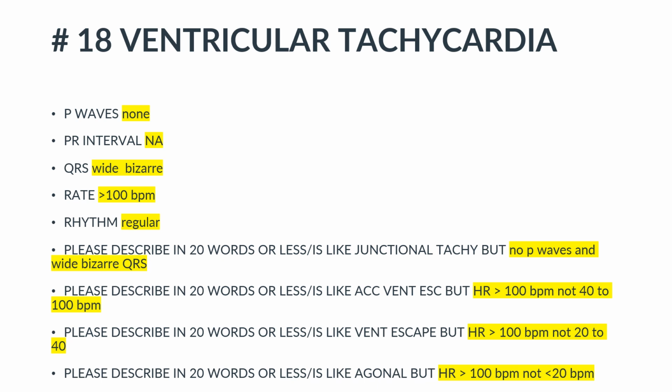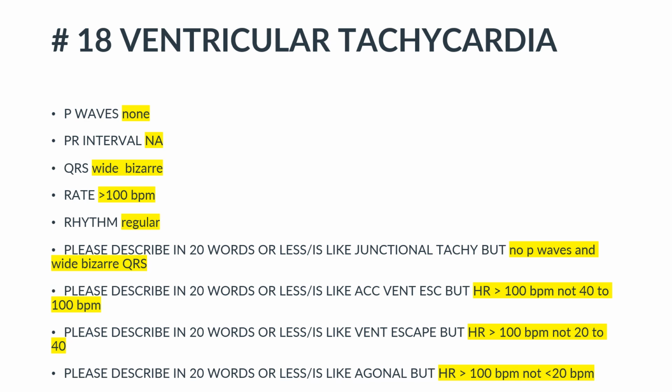All right, so the only difference between these other ventricular rhythms and ventricular tachycardia is the heart rate. Once again, tachycardia, the heart rate's faster than 100 beats per minute. Accelerated ventricular escape, the heart rate's 40 to 100. Ventricular tachycardia, the heart rate's greater than 100 beats per minute. Ventricular escape, 20 to 40. Agonal, the heart rate's going to be less than 20. Ventricular tachycardia, heart rate greater than 100 beats per minute.